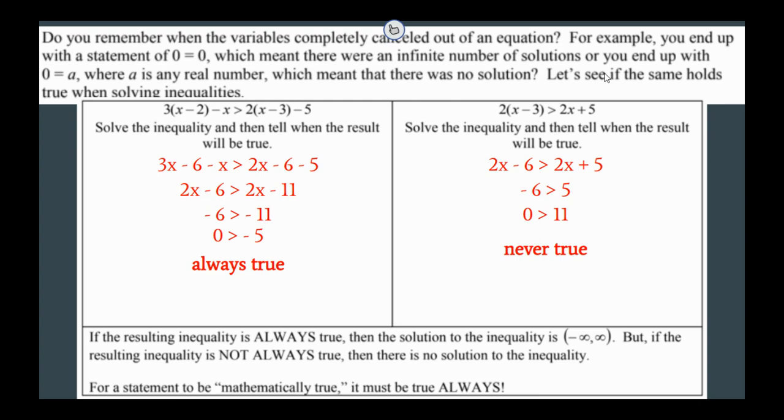If your resulting inequality is always true, then your solution is any number between negative infinity and positive infinity. If the resulting inequality is not always true, then there is no solution to the inequality, or never true. For it to be mathematically true, it must be always true. A little star right there.